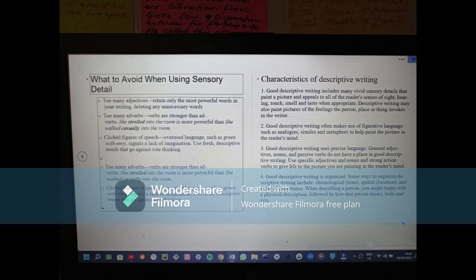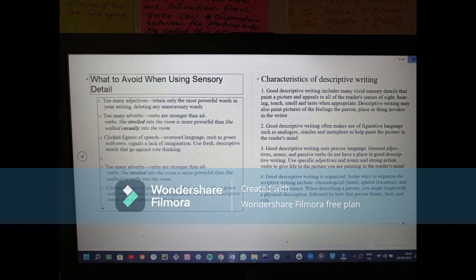Number two, good descriptive writing often makes use of figurative language such as analogies, similes, and metaphors to help paint the picture in the reader's mind. So the similes of this world, the analogies, the metaphors, it's advisable that you incorporate them, the imagery, in your writing. Thirdly, good descriptive writing uses precise language. General adjectives, nouns, and passive verbs do not have a place in good descriptive writing. Use specific adjectives and nouns and strong action verbs to give life to the picture you are painting in the reader's or the listener's mind, depending on the type of audience that you have.